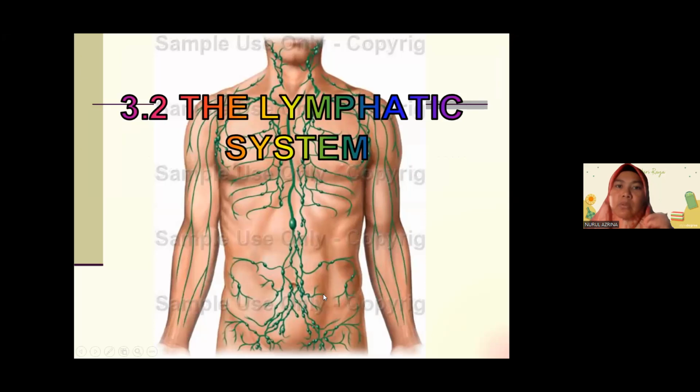The lymphatic system is another type of circulatory system that vertebrates, including humans, have. It is a kind of circulatory system which has a different function as compared to the blood circulatory system. But somehow the lymphatic system and the blood circulatory system do connect to each other.